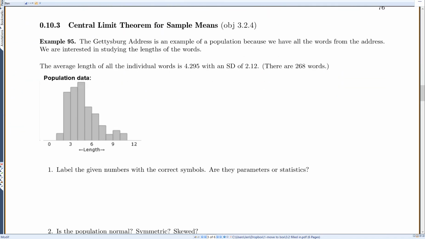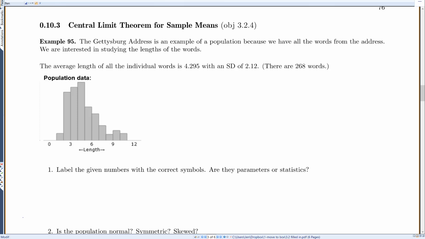Okay, so now we're going to discover the central limit theorem for sample means. So we had a central limit theorem for proportions, now we have one for sample means. The Gettysburg Address is an example of a population because we have all the words from the address, and we're interested in studying the lengths of the words. The average length of all the individual words is 4.295 with an SD of 2.12, and there are 268 words. So this is a histogram of our actual population.